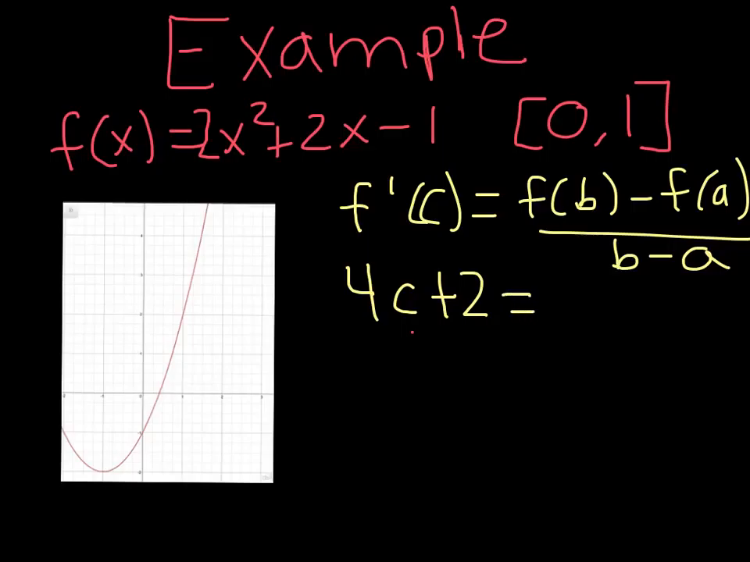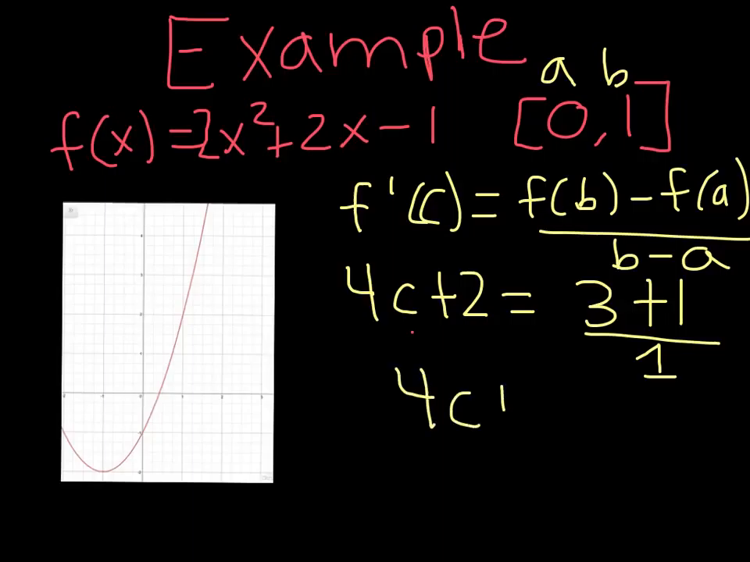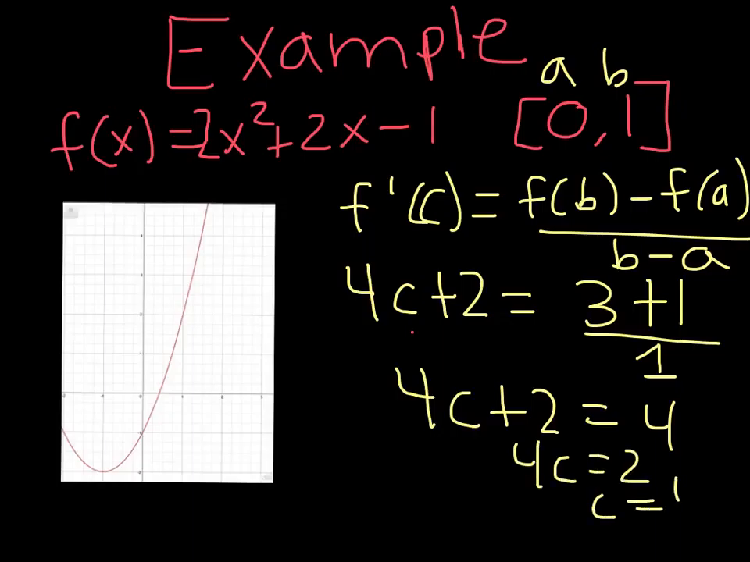Then we have f of b. So this is our b, and this is our a. So f of b would be equal to 3. And f of a would be equal to negative 1, so it's minus negative 1, so it's plus 1. And then we have b minus a, which is 1 minus 0, so that's 1. So we have 4c plus 2 equals 4. 4c equals 2, so c equals 1/2.